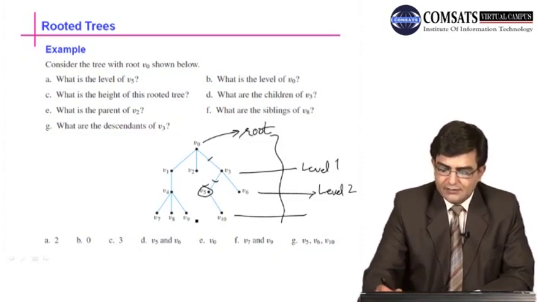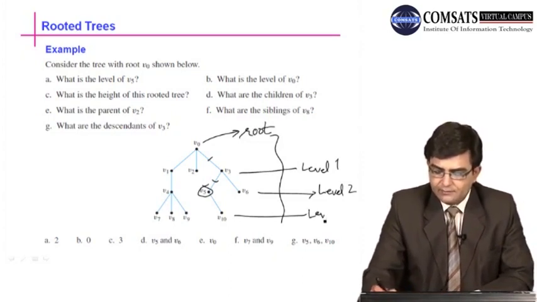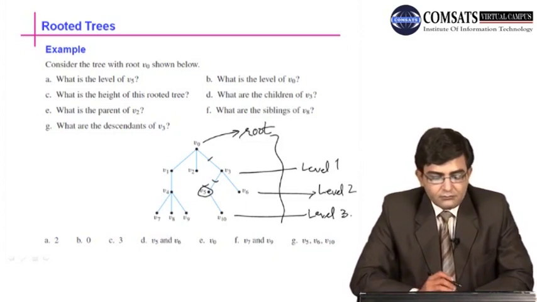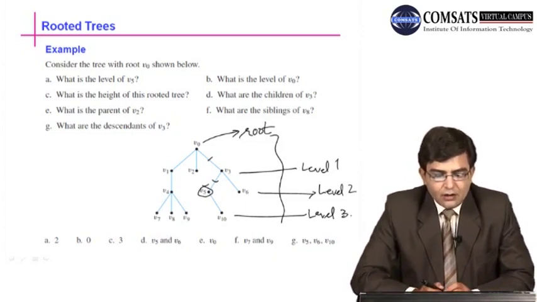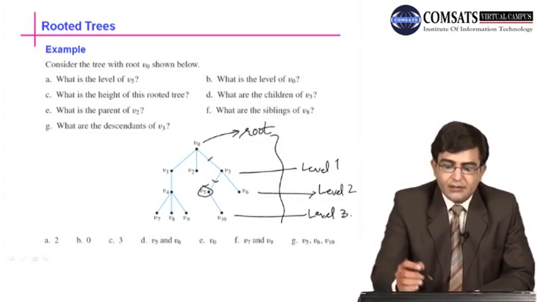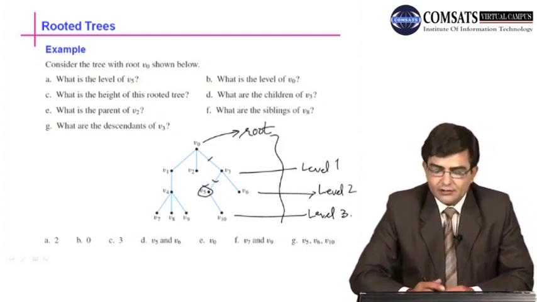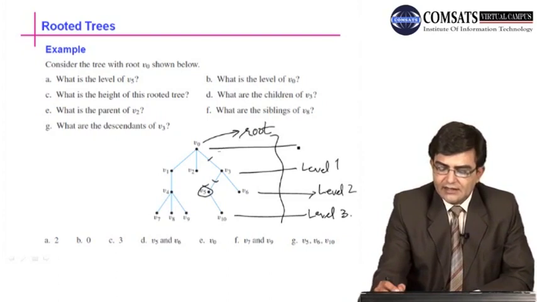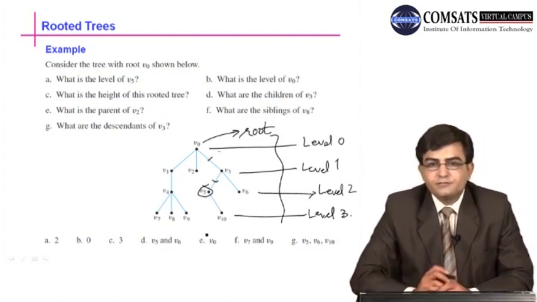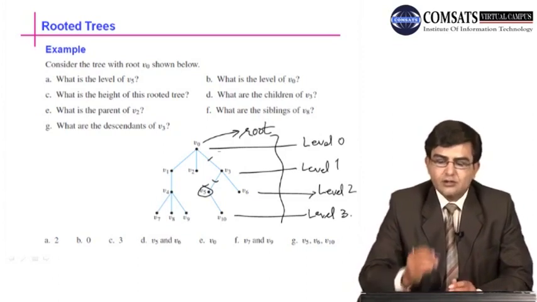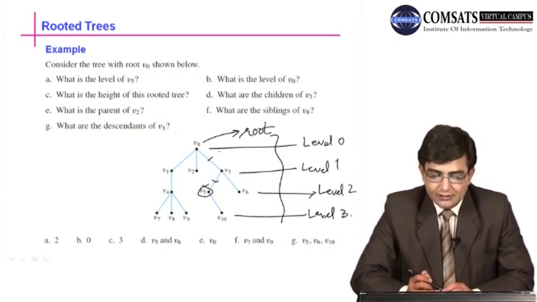All these vertices are basically at level 3. Now what is the height of this rooted tree? B part: what is the level of v0? The level of v0 is 0, because we don't have any edge from v0 to the root, therefore its level is 0. What is the height of this rooted tree?